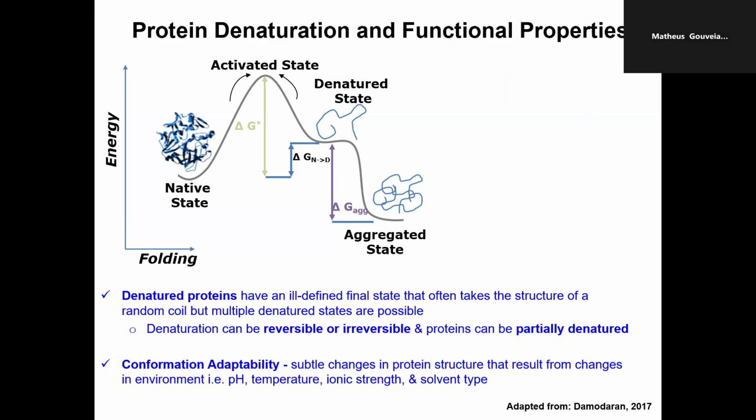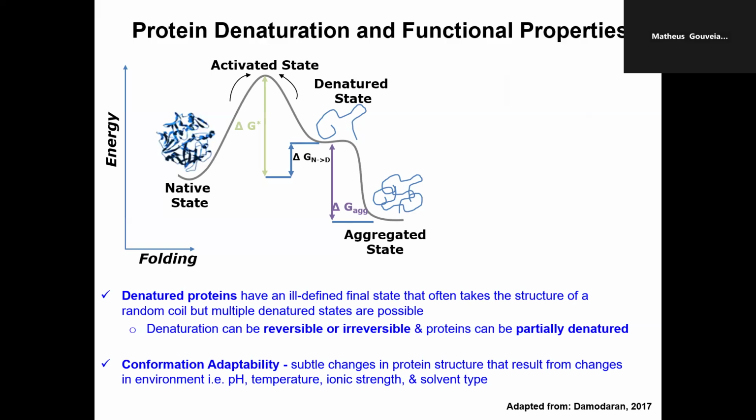And here we're just saying that the changes in structure are sometimes conformationally adaptable. So think about enzyme activity. If you want to have optimal enzyme activity, you need a specific pH. Sometimes you need to add a specific ion, like calcium, for some enzymes to work.